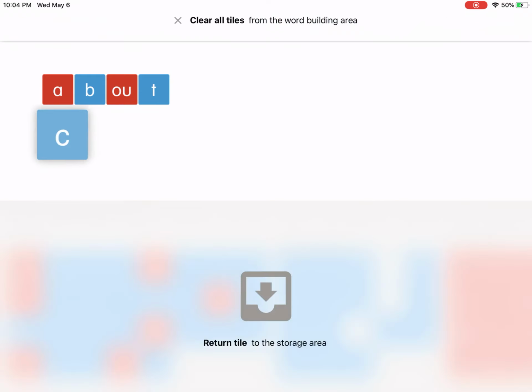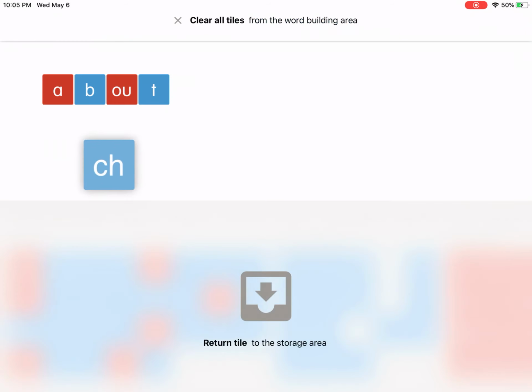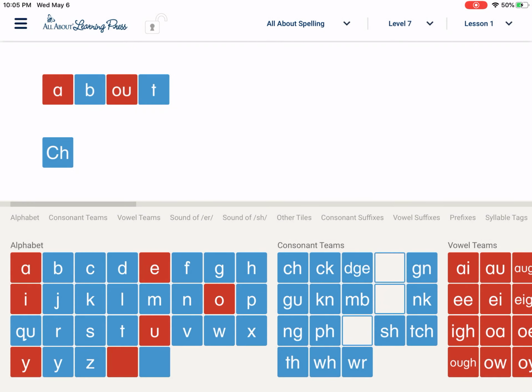The next word is China. So I'm going to make it a proper noun, capital. Oh, sorry, I should have gone to digraphs. Because China is C-H, chin, ch. So we've got ch, i, n, a, China. So the first word, about, China.